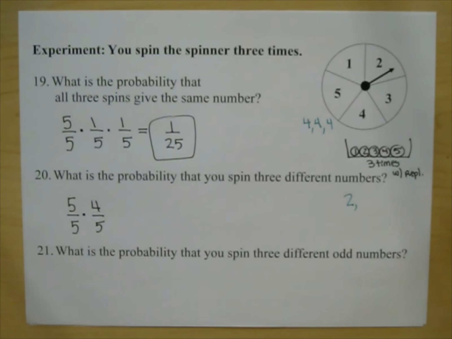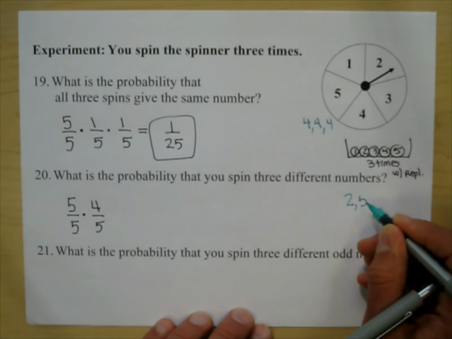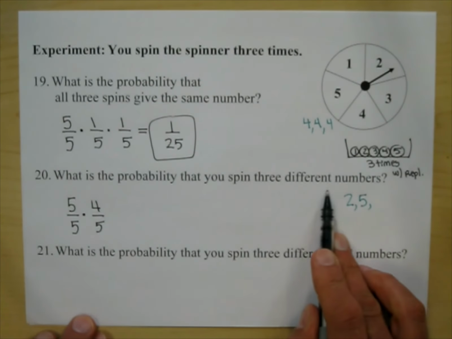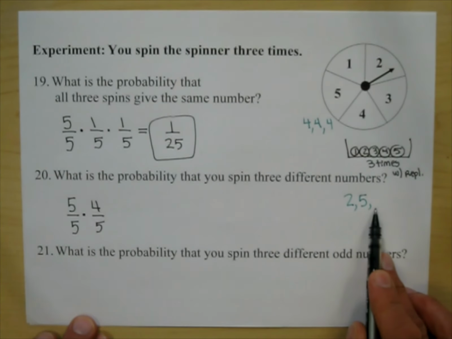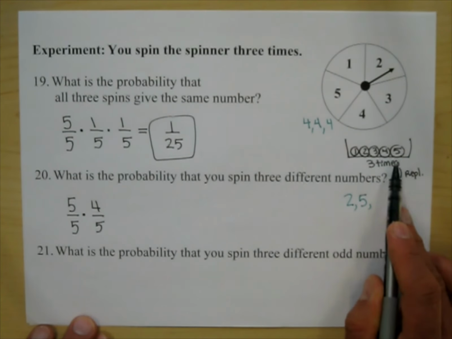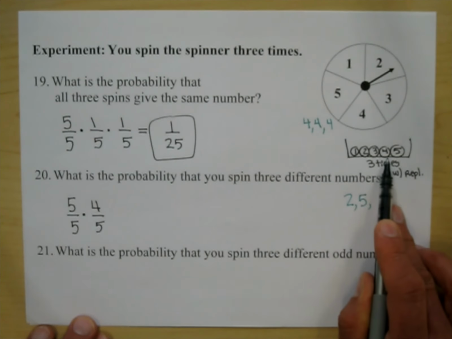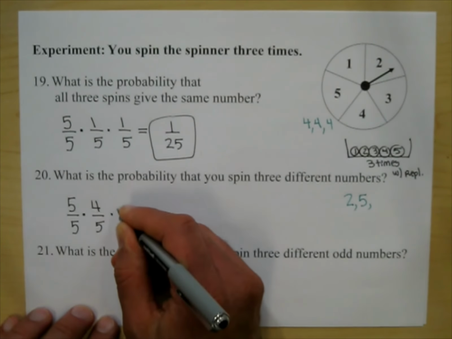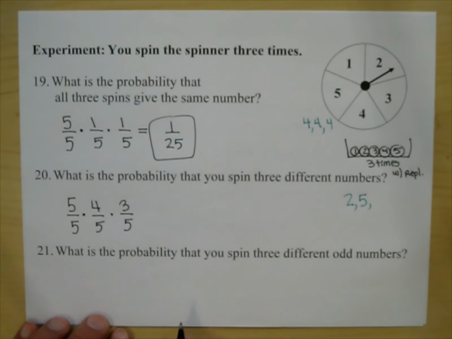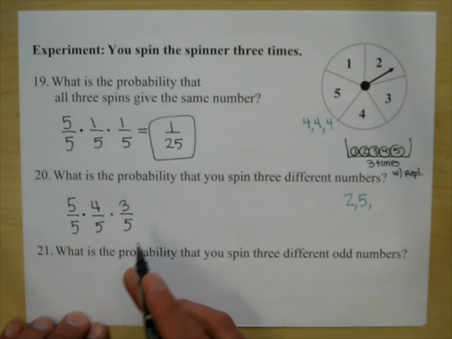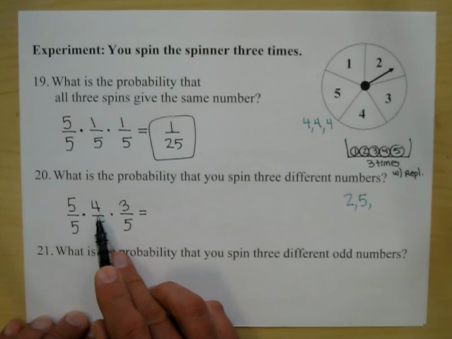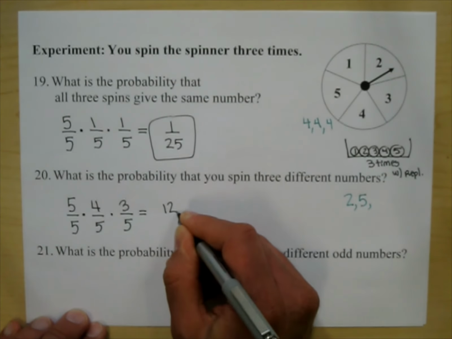And so let's just put another number up here, like maybe, let's say the second time you spin the spinner, you get a 5. You want 3 different numbers, so that third time it cannot be a 2 or a 5. So we'd have to cross those out. We'd only have 3 out of 5 choices. So the probability that you spin 3 different numbers would be this guy right here, with the 5 over 5 being 1, so I really just have 4 times 3 on the top and 5 times 5 on the bottom.